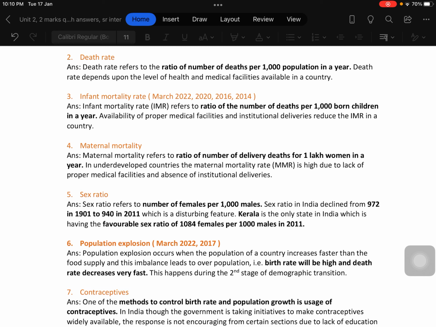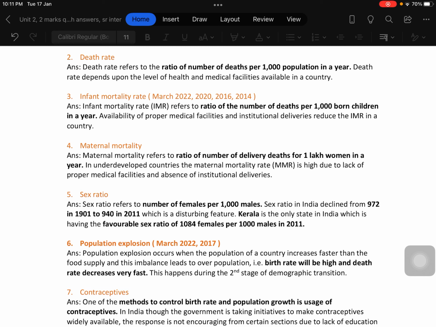Sex ratio in India declined from 972 in 1901 to 940 in 2011, which is a disturbing feature. Actually, why we are saying it's a disturbing feature is that almost all the developed countries are having more number of females than males. That is what is called a favorable sex ratio. But in India, it is unfavorable. That is, the number of females per males is lesser, and at the same time it has also decreased. So it was 972 in 1901 and it decreased to 940 in 2011. That is why it is called a disturbing feature.